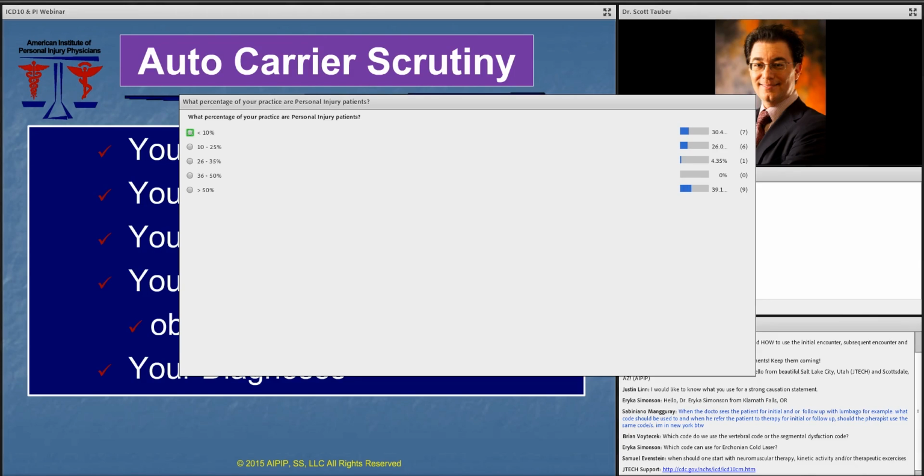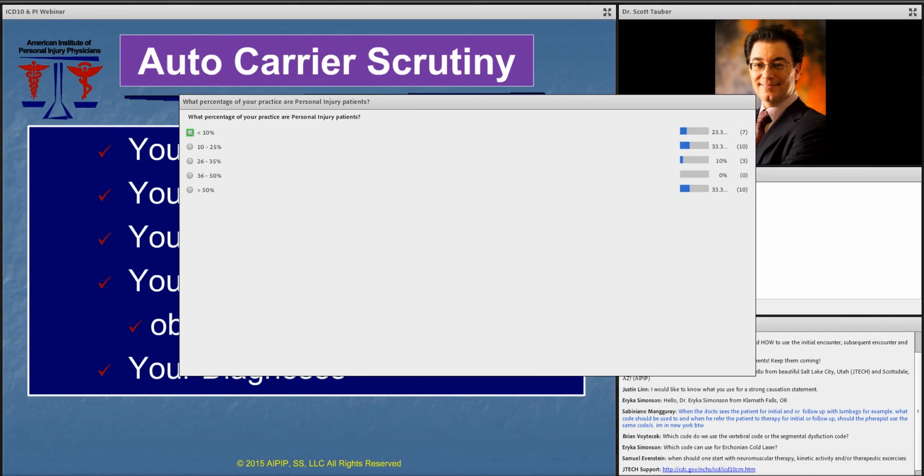Okay, so we are all over the board on this. Really, we have a lot of people that don't do a lot of personal injury. I would say more than half of the group here is less than 25%. And that's difficult. You guys have it the hardest, because when you don't do a lot of something and now a patient comes in, it's hard to remember all the moving pieces and exactly what to do.